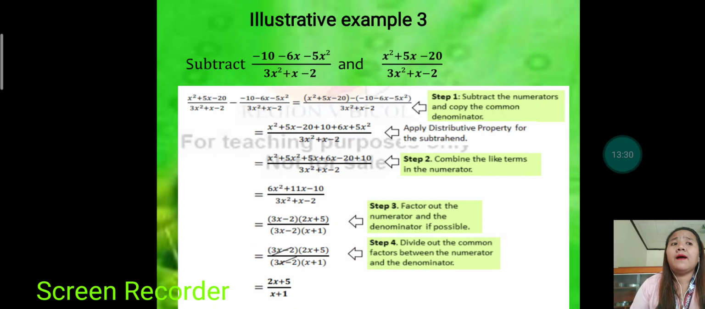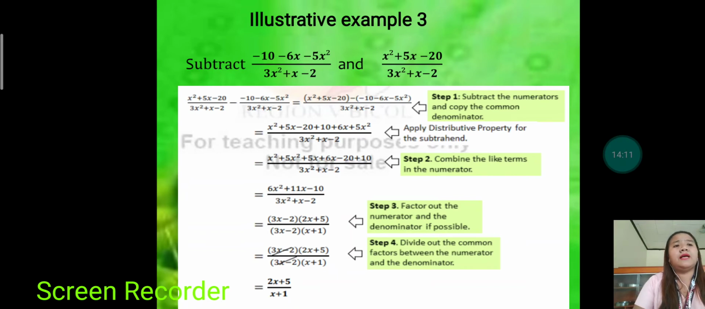So, in our expression, the x squared plus 5x minus 20 should come first, minus negative 10 minus 6x minus 5x squared. And then, just copy the common denominator. So, we're going to perform the operations now. x squared plus 5x minus 20 minus negative 10 minus 6x minus 5x squared. So, the first step is to subtract the numerators and copy the common denominator. So, x squared plus 5x minus 20 plus 10.